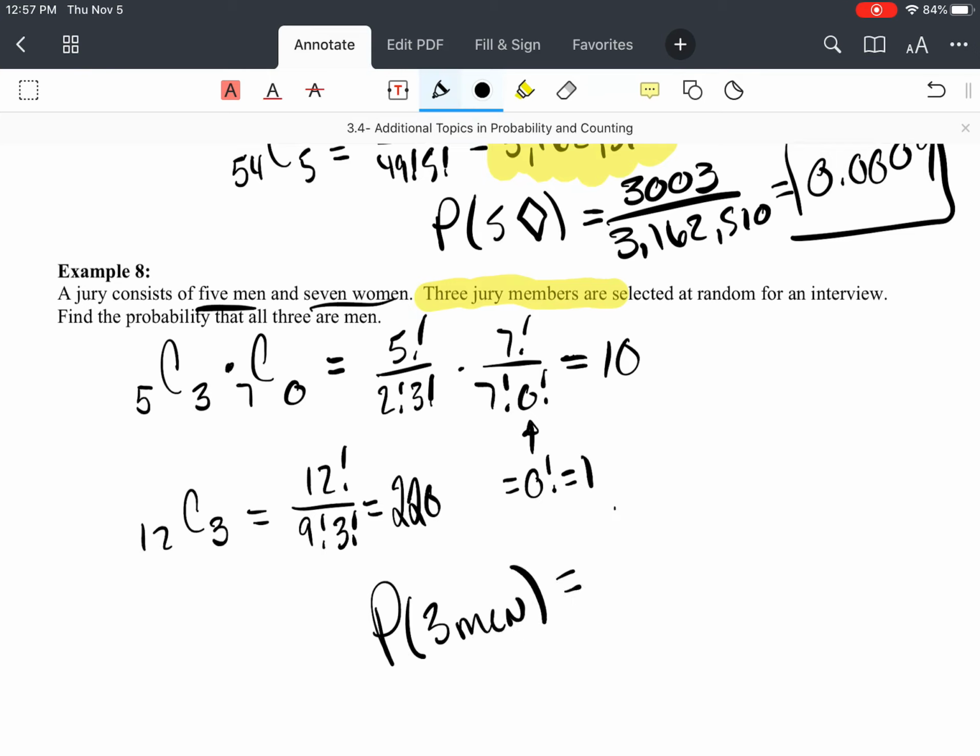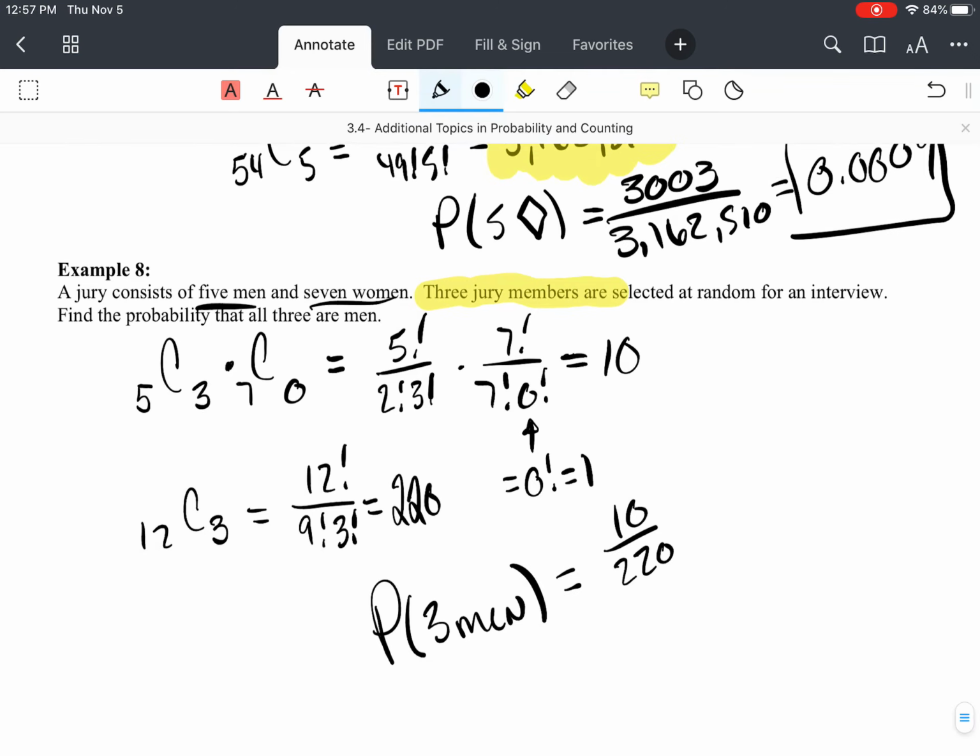Okay, so to find the probability that all 3 are men, it's simply the total number of possibilities that we want divided by the total number of possibilities.